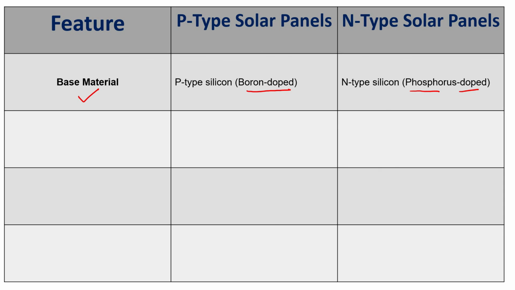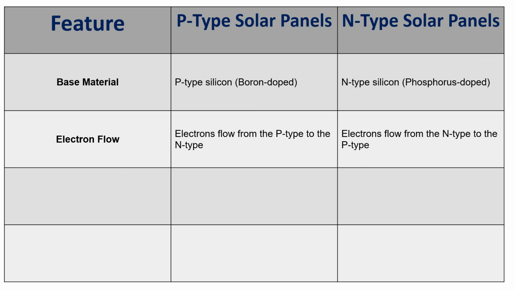For example, when silicon is doped with boron, it gains a positive charge and it is called P type. Same like that, when silicon is doped with phosphorus, it gains a negative charge. That's why it is called N type. And coming to the next feature, the direction of electron flow: in P type, electrons flow from P type to N type. Coming to N type, electron flow will be N type to P type.